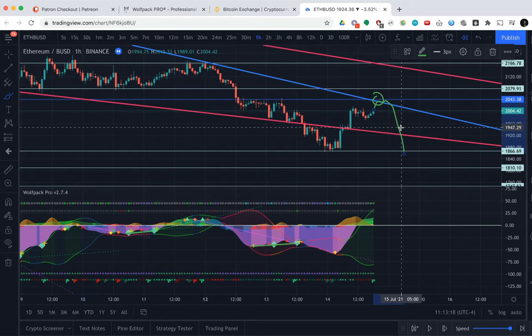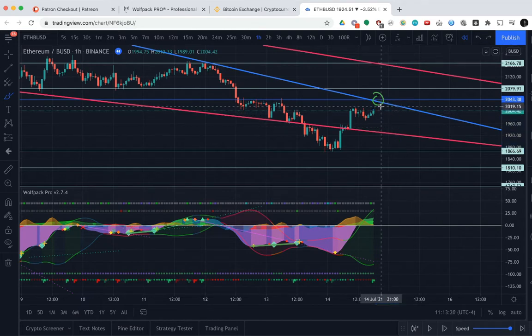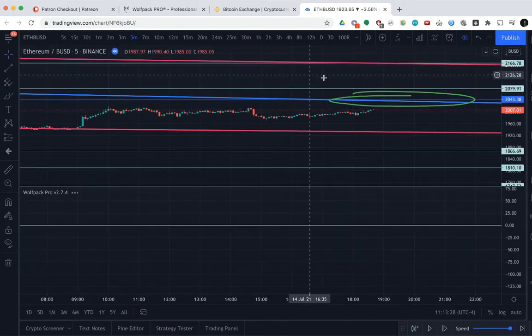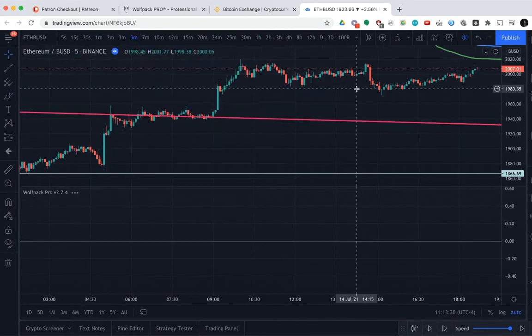And that would be a very bad thing if you were in a long position. Let's go down to our scalping levels here, and we're going to go down to the 5-minute chart to see what is happening on this level.